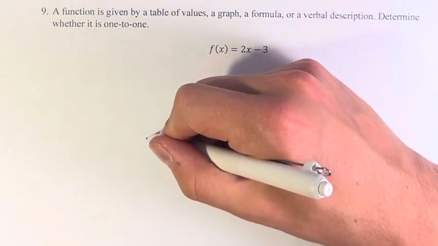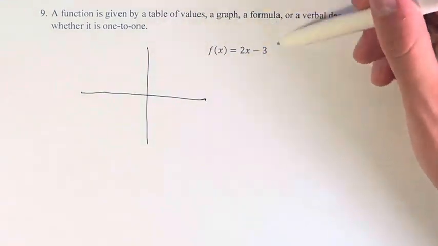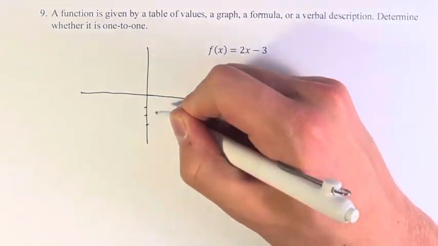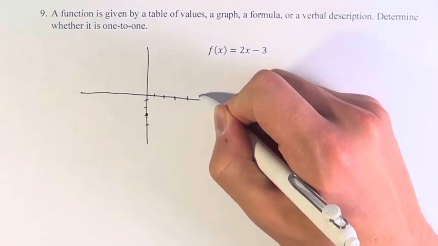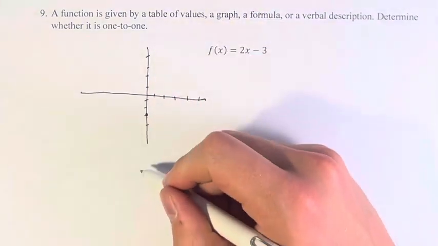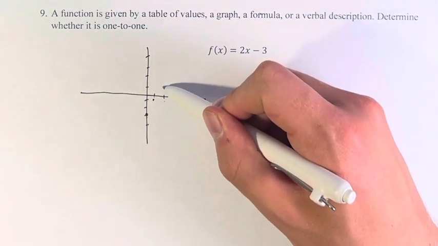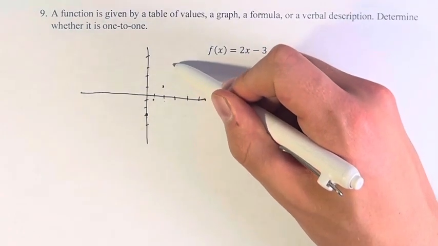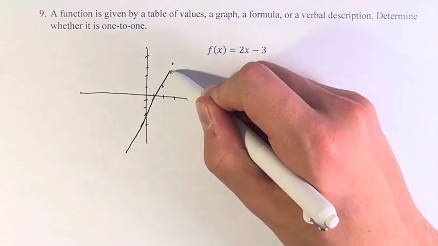And what we're going to do is we're just going to graph this function. So we have this in slope-intercept form. So we have a y-intercept of -3, and we have a slope of 2. So for every 1 to the right, it goes up 2. 1 to the right, up 2. 1 to the right, up 2. And so on. And we get this general graph.